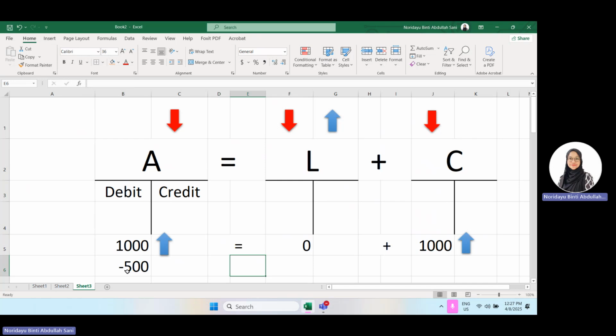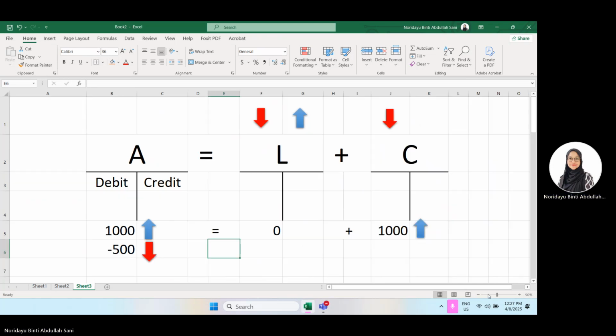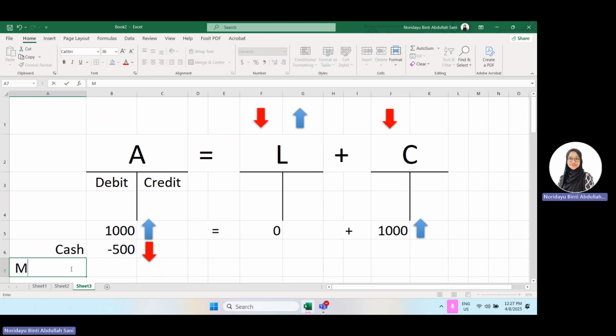Okay, so I have used my asset because my cash reduced. So I have 500 reduced in my asset, right? Why is the asset reduced? Because I'm using cash. So this 500 actually represents a reduction in my cash. So my asset reduced by 500. Then I use this cash to purchase a new machine.